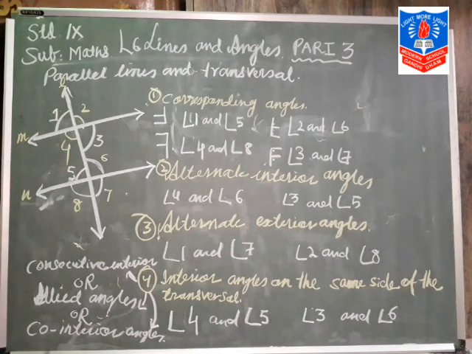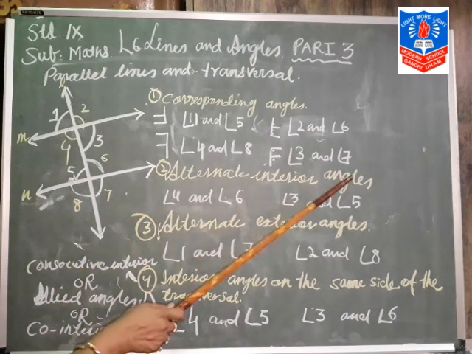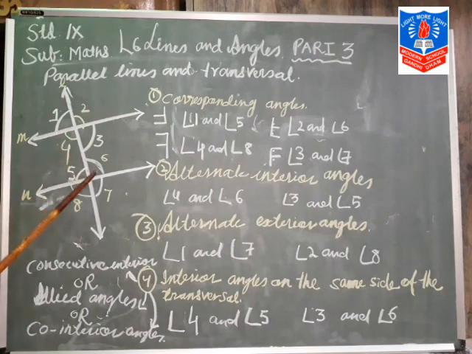Clear children? Now alternate interior angles. That is given here. This one is an intercept. Alternate angles 4 and 6, 3 and 5. They are interior, inside the two lines. So we can say alternate interior angles are 4 and 6, 3 and 5.